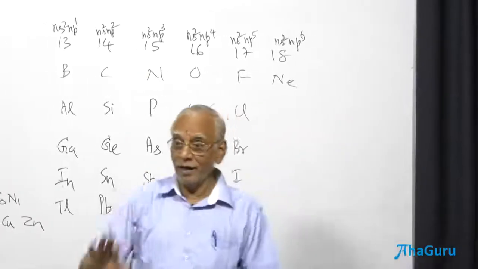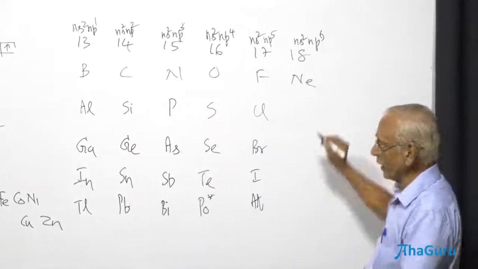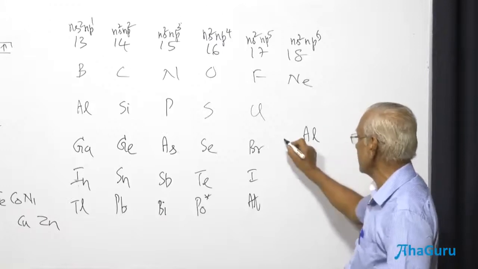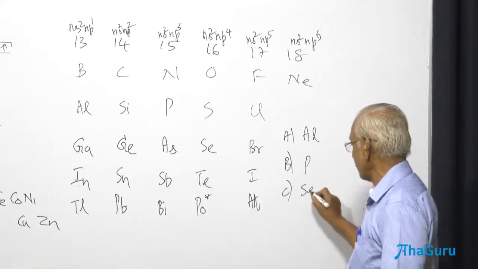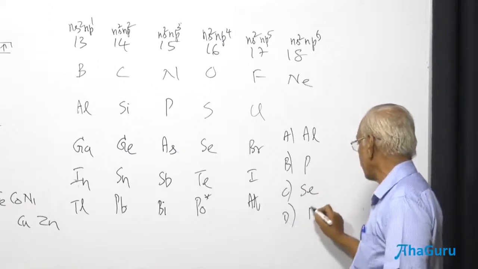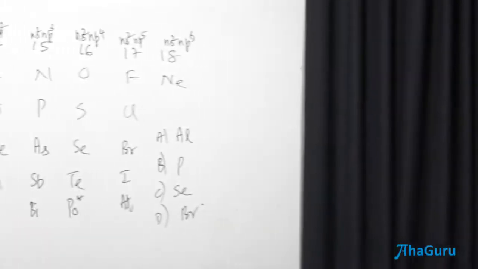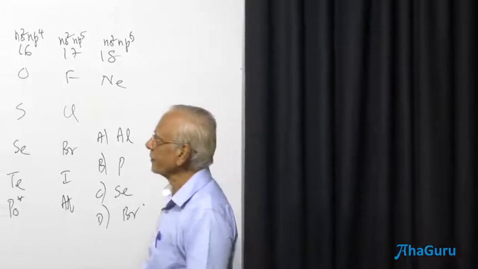Wait. I have made a question here. Which of the following elements have got 1 unpaired electron? Answer A is aluminum. Answer B is going to be phosphorus. Answer C is going to be selenium. Answer D is going to be bromine. Which of these elements have got 1 unpaired electron? What about aluminum?